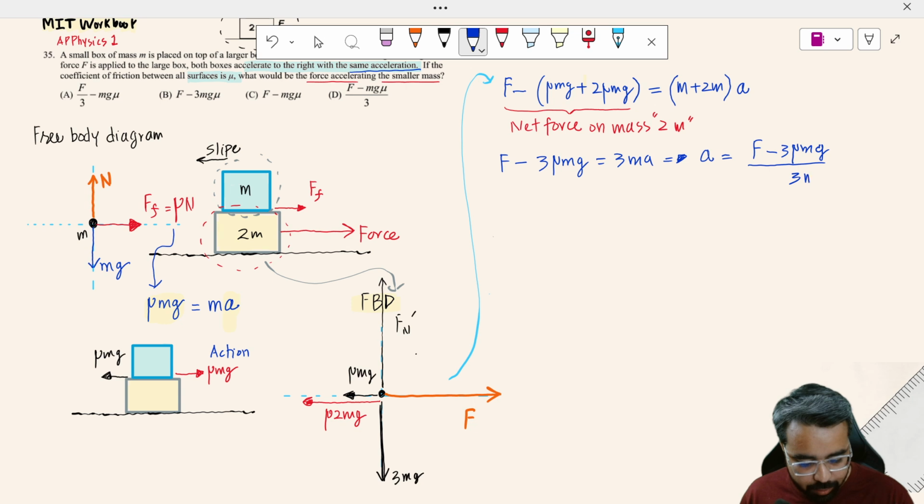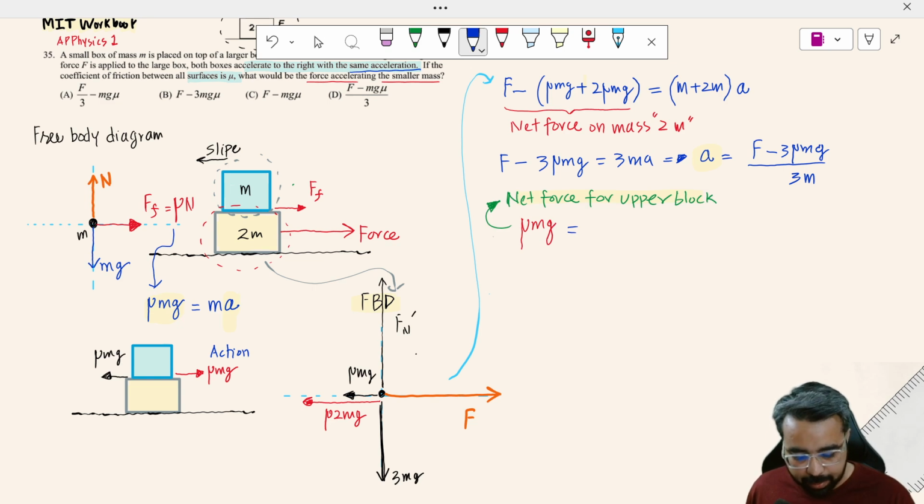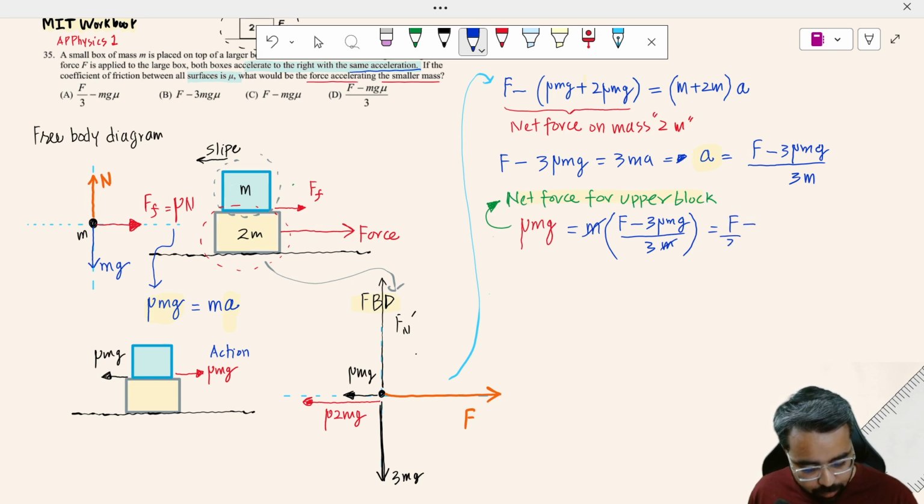Now it's time to plug the value of acceleration in this equation, which equation you remember I told you that mu mg was the resultant force, the net force for the upper block, is equal to ma, and here we are going to put the value of acceleration, so F minus 3 mu mg over 3m. All right, and you may cancel it. And hence we have got F over 3 minus 3 mu mg over 3, and finally the resultant force is F over 3.